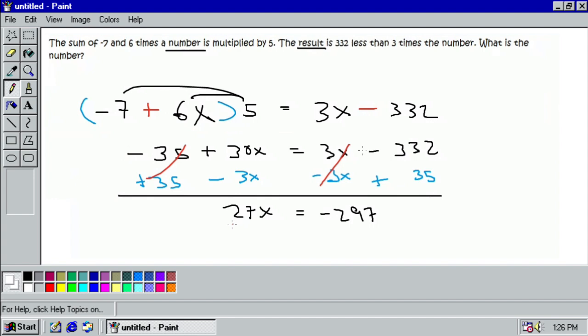Now if we divide both sides by 27, I'm going to use a calculator for this problem. Negative 297 divided by 27 gives us negative 11. So that means our number is negative 11.